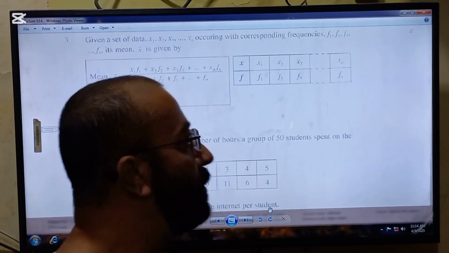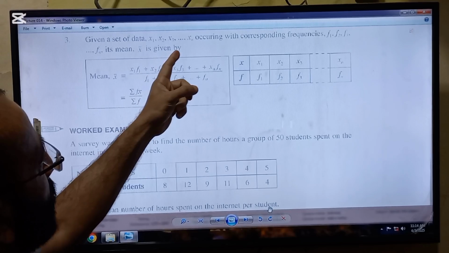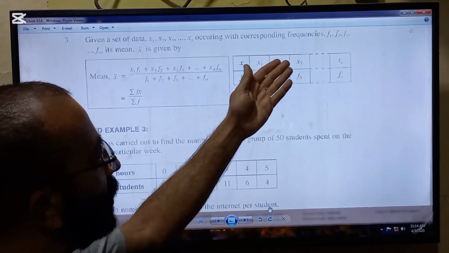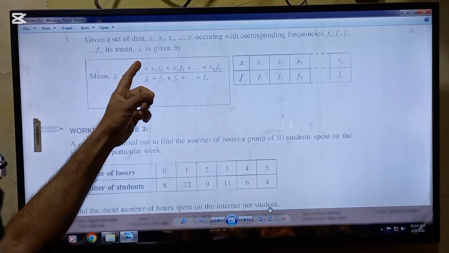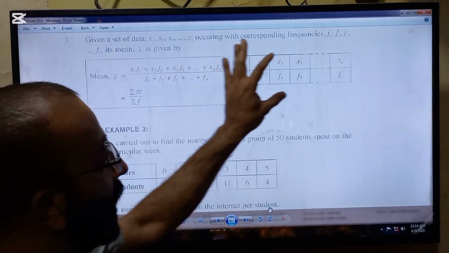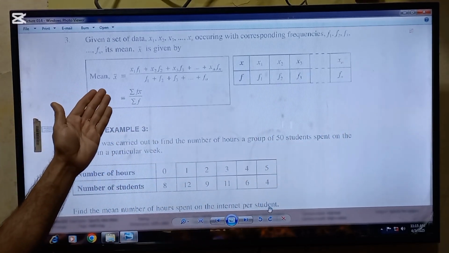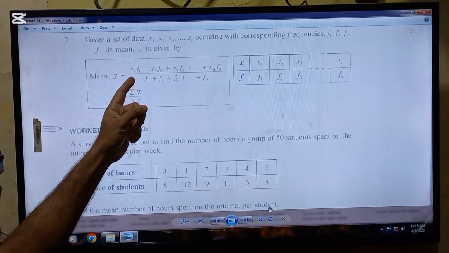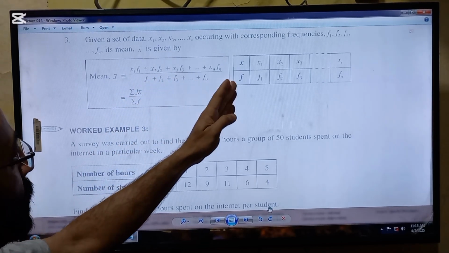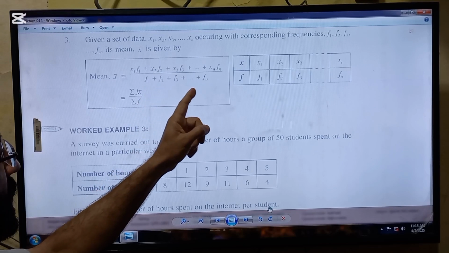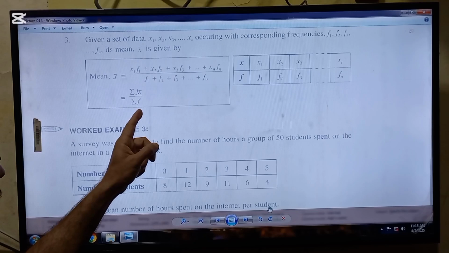The next point to remember about the mean is, given that the set of the data x1, x2, x3 up to xn occurring with corresponding frequencies f1, f2, f3 up to fn, its mean x bar is given by: when the data of this kind is given, in which values and their frequencies are given, mean can be found out by the formula x1 f1 plus x2 f2 plus x3 f3 and so on, divided by f1 plus f2 plus f3, and in short form the formula is summation fx over summation f.